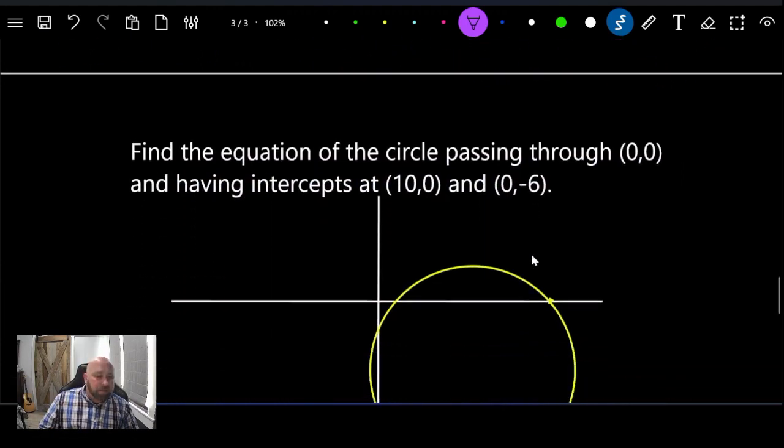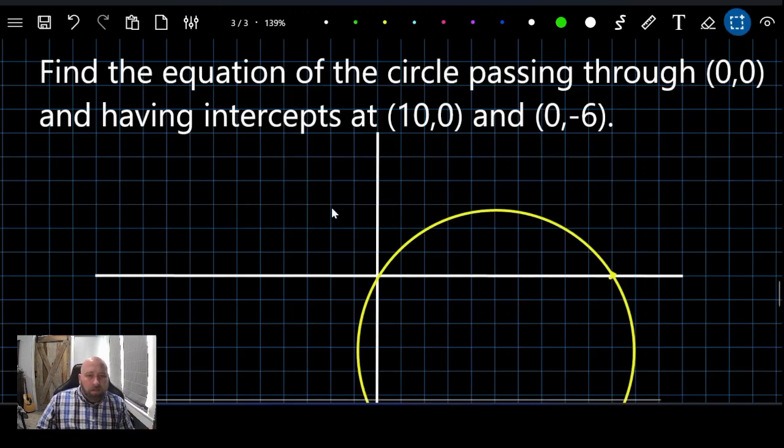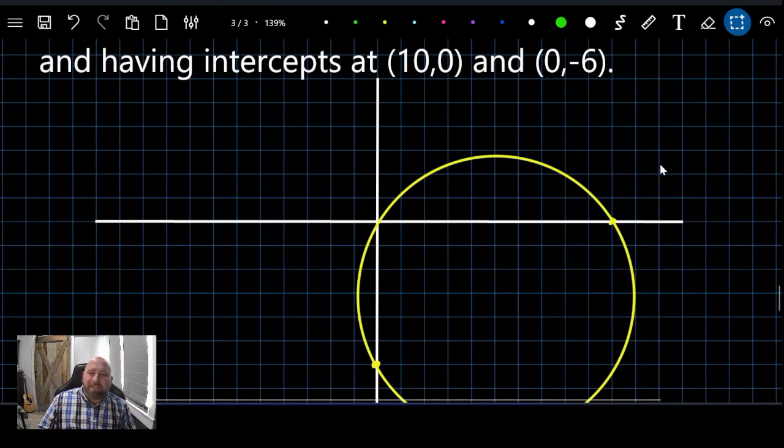All right, next, example number 2 in your book. I've put this on our graph paper and blown it up just a little bit so you can see it. What we're going to do is find the equation of the circle passing through 0, 0. Now, it doesn't say that the center is at 0, 0. It says that the circle passes through 0, 0. So that's happening right here. Let me highlight this so you can see it. That's our 0, 0 point.